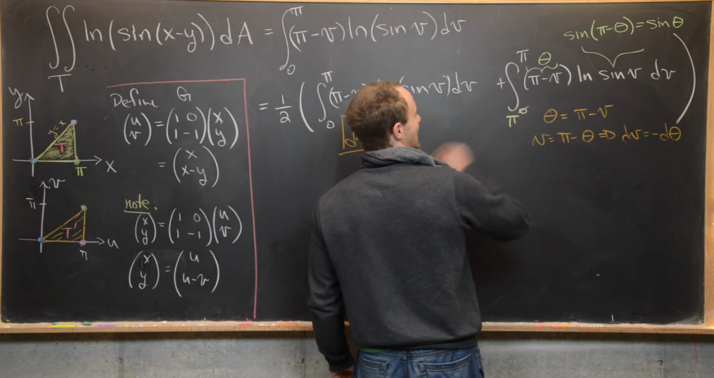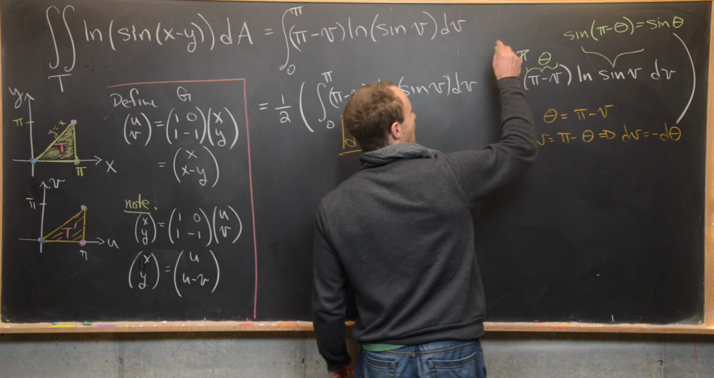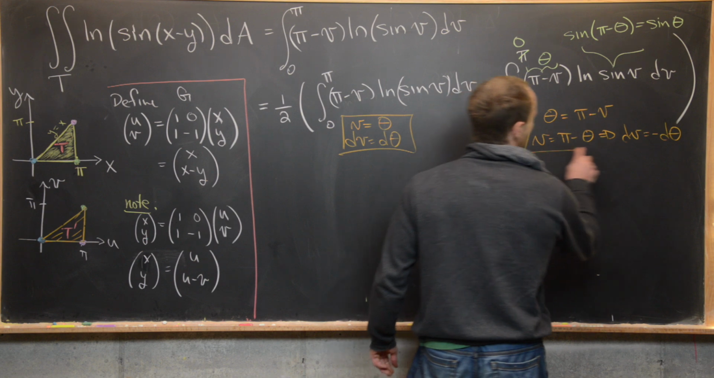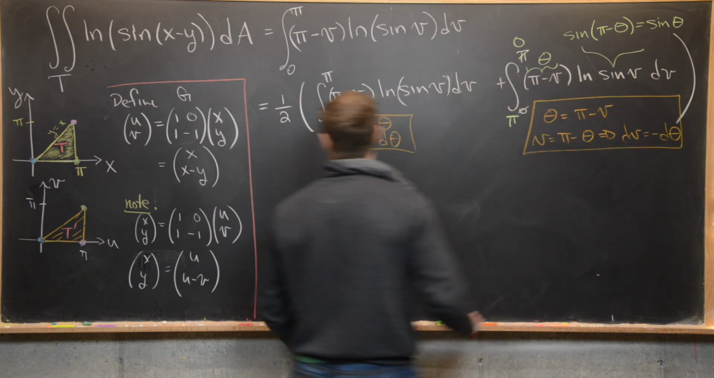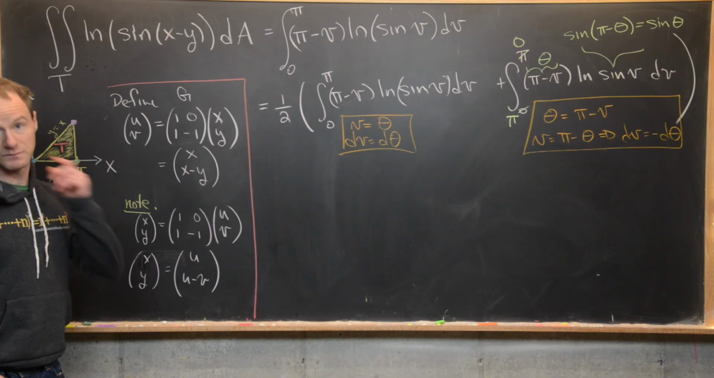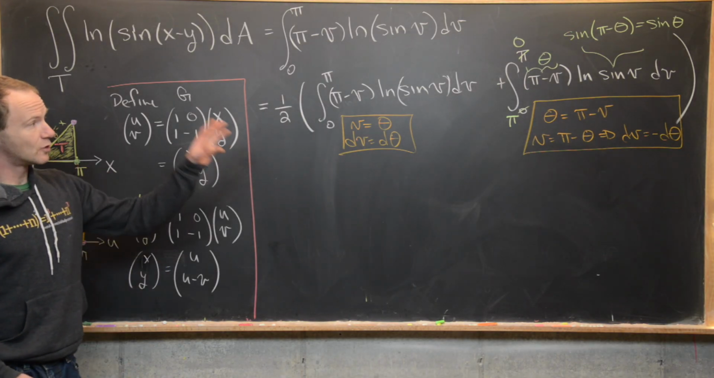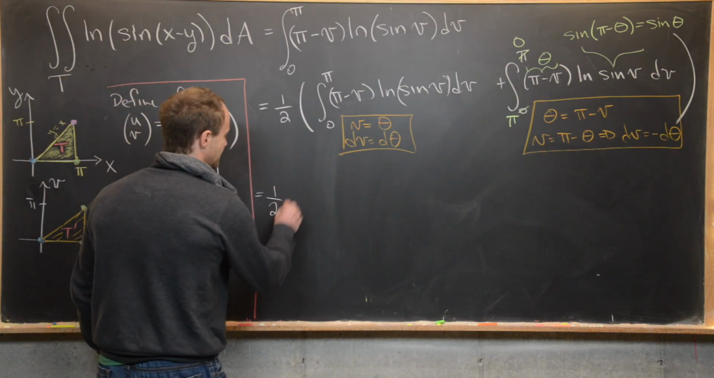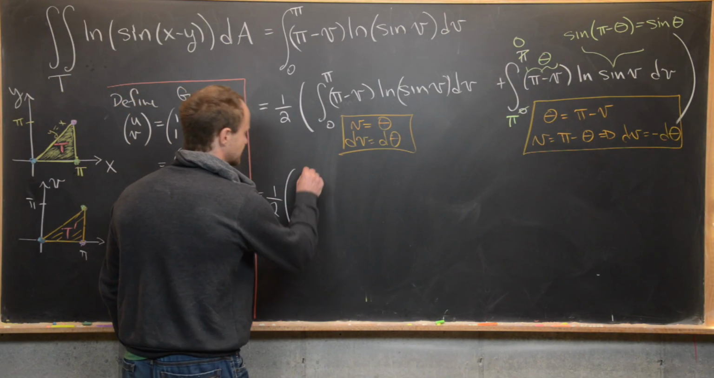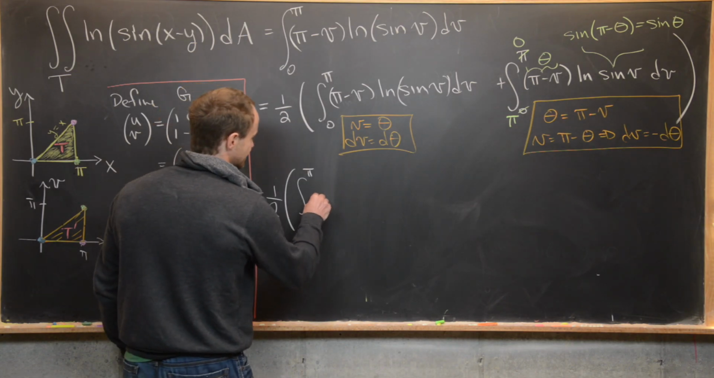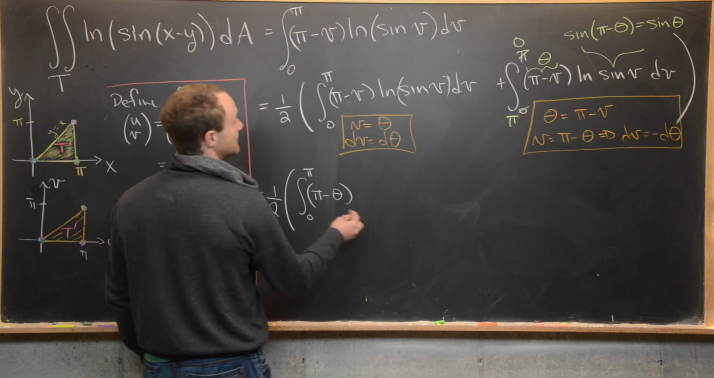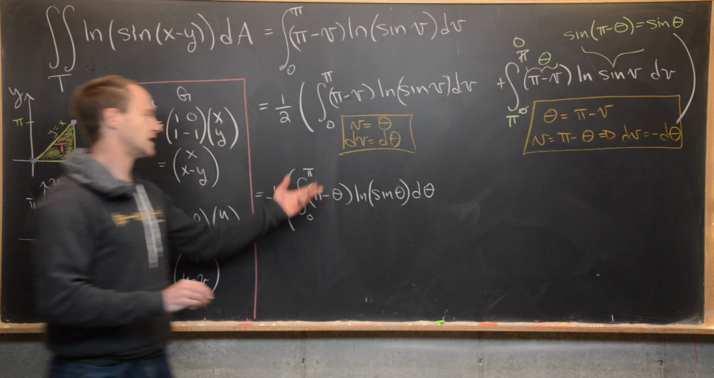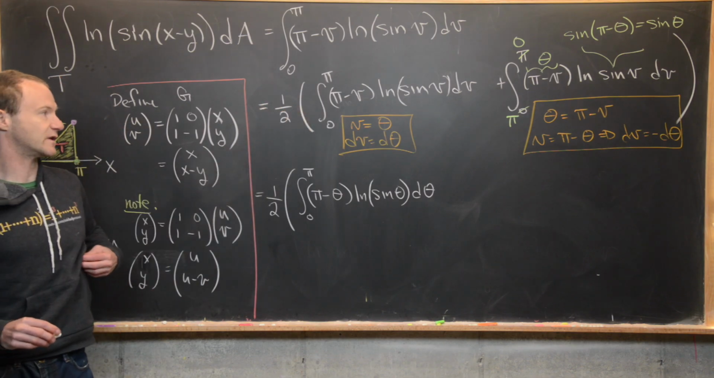So that's the change that happens here. And then if v equals pi, theta is equal to 0. Okay, good. So that means we can go ahead and write this sum of two integrals with the same variable, this theta variable, where we've done the change of variables like we just described. So here we're going to have a half, and then this is going to be the integral from 0 to pi of, this will be pi minus theta times natural log of sine of theta d theta. Again, all we did right there was replace all the v's with thetas.